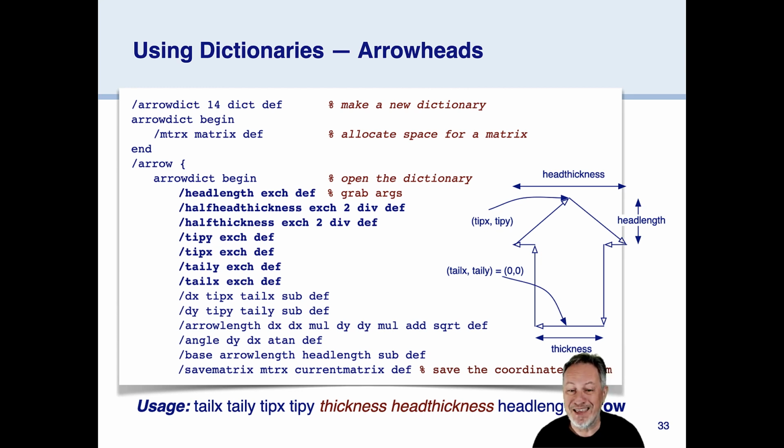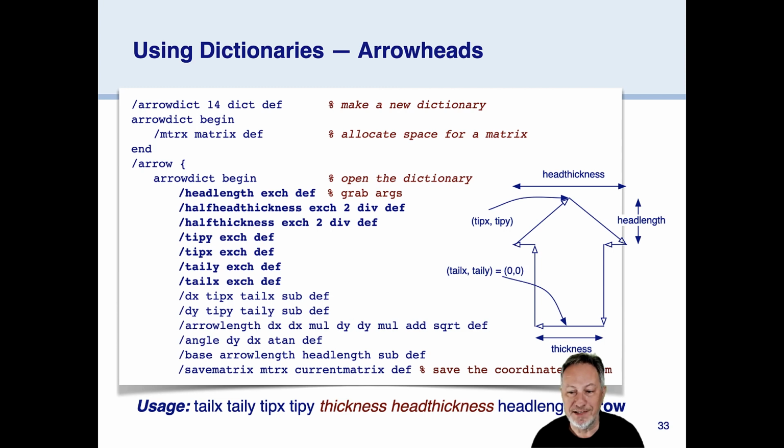We compute the angle that the arrow has to be rotated, because notice tail x, tail y is an arbitrary point, and tip x, tip y is also an arbitrary point. So that means this arrow may be pointing in various directions. We compute the base, which is the difference between the arrow length and the head length.